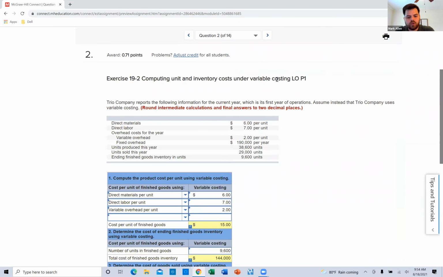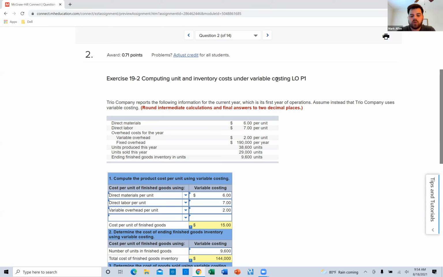Now, moving on to question number 2, it's very similar, but you'll notice here we're computing inventory costs under variable costing. So Trio Company reports the following information, et cetera, but now we're using variable costing. What we notice with variable costing is that when I'm computing the cost per unit of finished goods, I'm not including the fixed overhead component. Under absorption costing, fixed overhead was considered part of the cost per unit. Under variable costing, it is not.